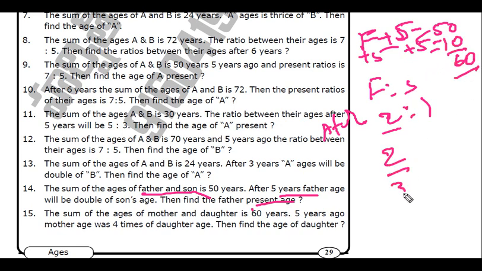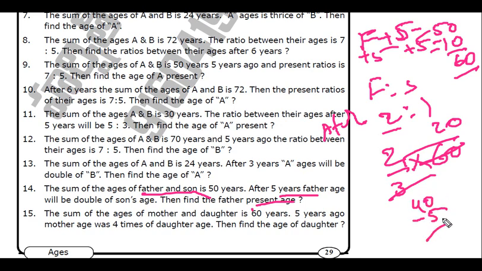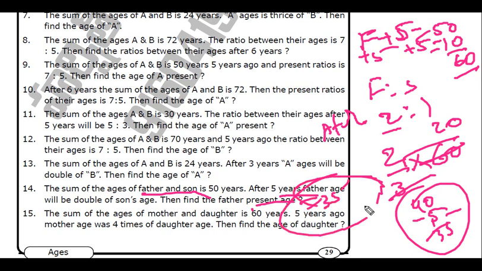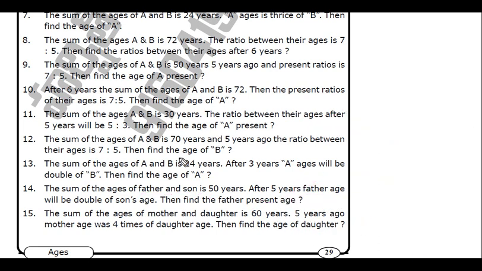So father's age 2 by 3 into 60. 3 into 20, 3 2s 20, 40 years. This is after 5 years. Minus 5 equal to 35 years. Father's present age is 35 years. Okay.